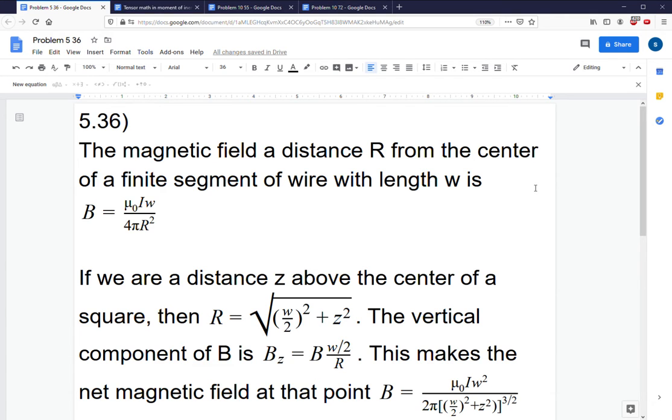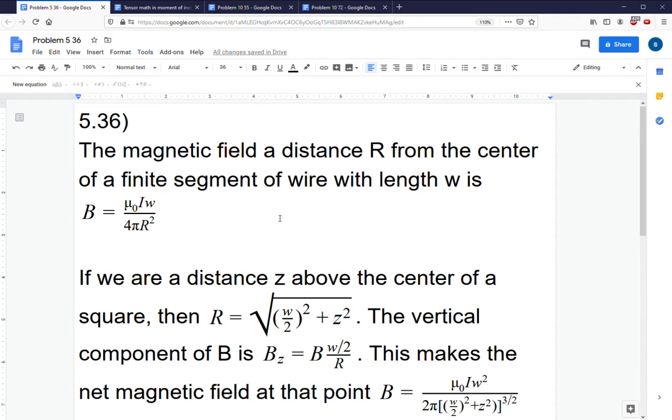Problem 5.36 asks us to find the magnetic field at some point offset from the center of a square loop with current I. For this, I am going to start with this formula, this term right here. This is the magnitude of the magnetic field produced by a segment of wire at a position a distance r from the center of that segment of wire.